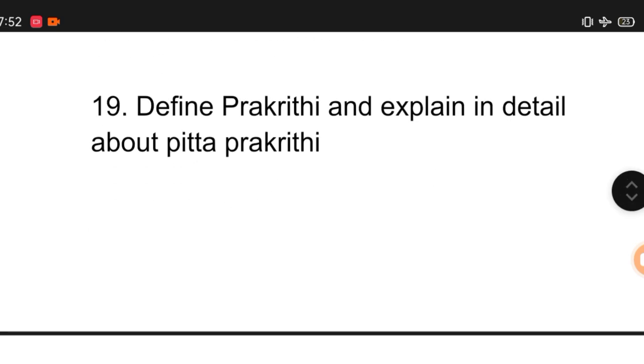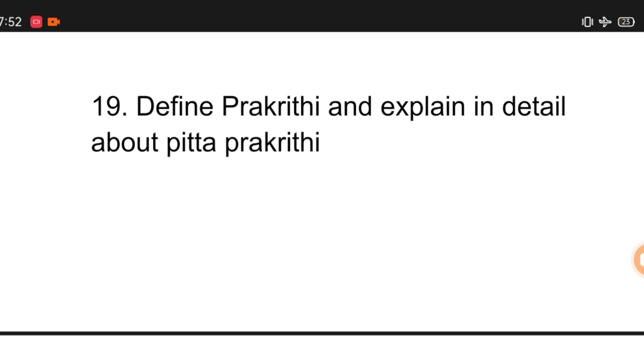Next question, define the Prakriti and explain in detail about the Pitta Prakriti. Here, if you want more marks, write the shloka according to Charaka. Or else there is 1 shloka according to Sharangadhara, a 1 line shloka, that you can write. Write the meaning of the Charaka shloka for the whole meaning, and 1 shloka according to Sharangadhara and that shloka's meaning, then you will get good marks.